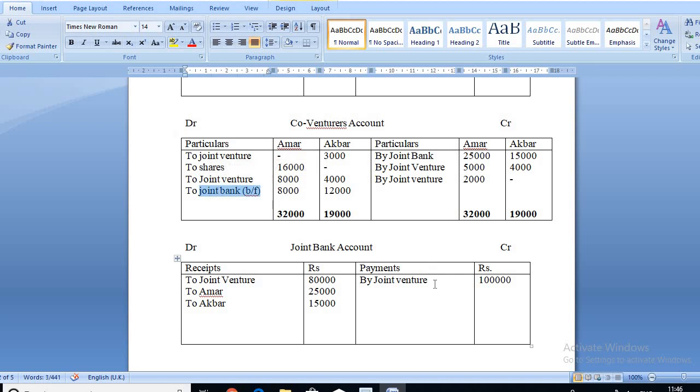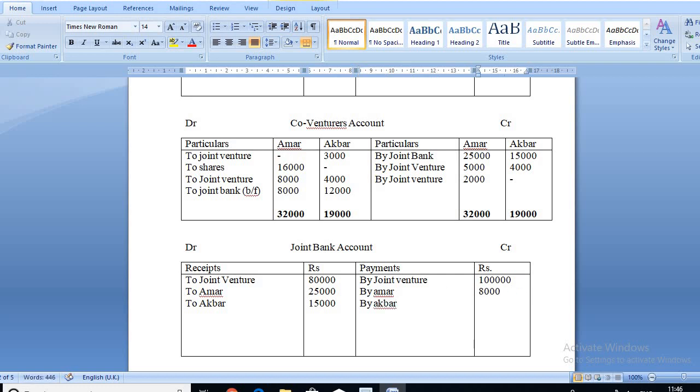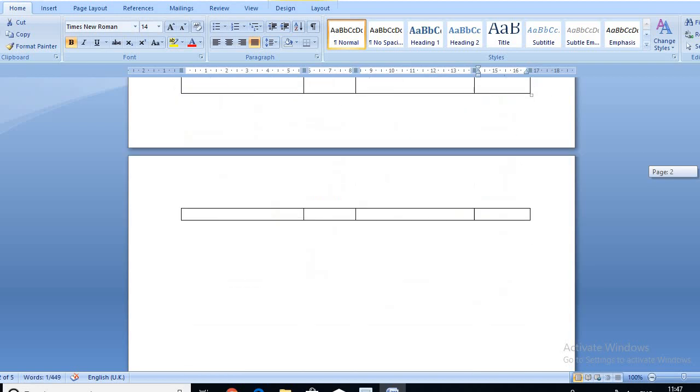So come to the joint bank credit side, because here joint bank is debited. So in the joint bank credit side, opposite entry by Amar, and then by Akbar. So Amar 8,000, Akbar 12,000. So the total joint bank account is 1,20,000 on both sides. There is no balance figure in joint bank. If the joint bank account tallies, your answer will be right. 1,20,000 joint bank account.